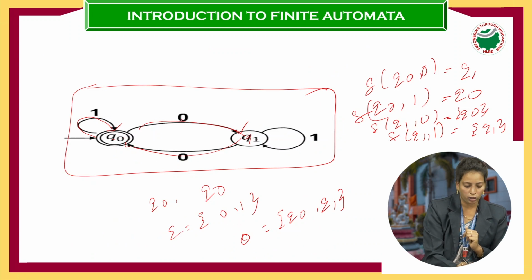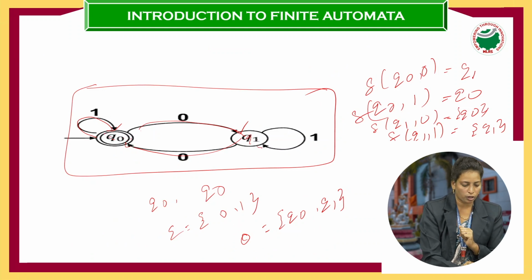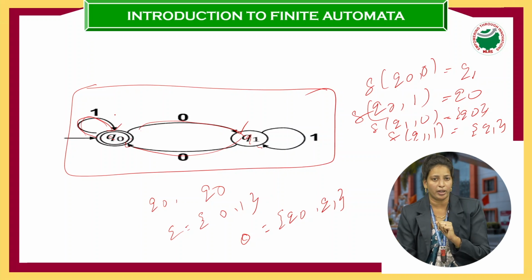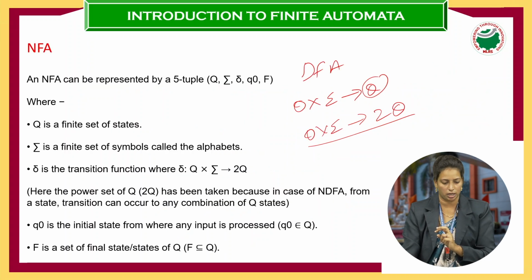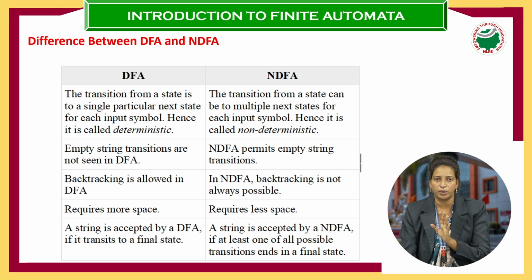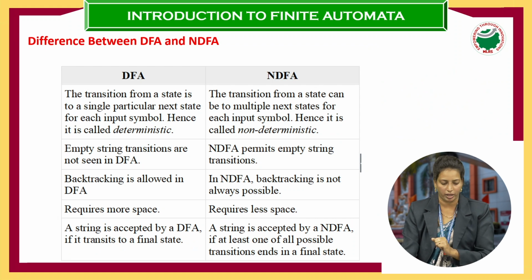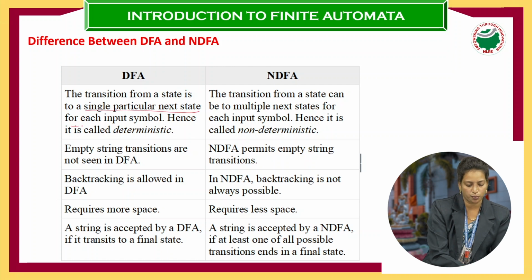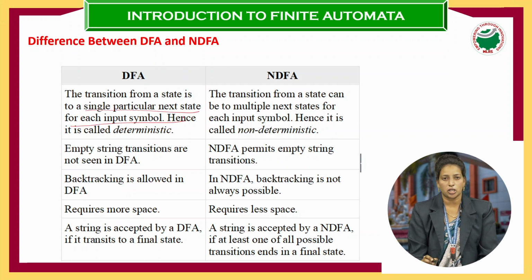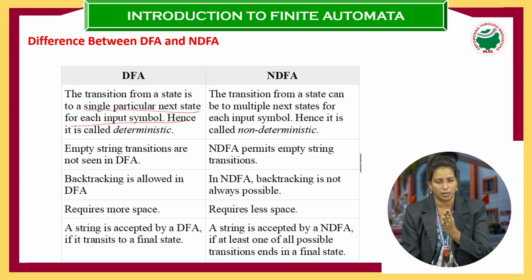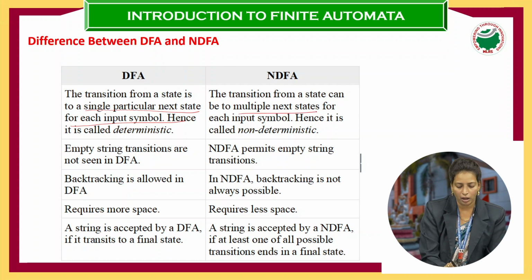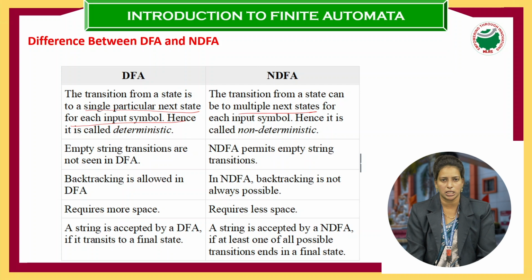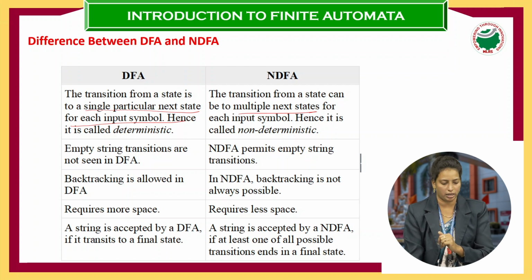So here Q naught of 0 moves to Q1. Q naught of 1 moves to Q naught. That means in DFA, it contains only one transition. So, the differences between DFA and NFA. Previously we were discussing, right? A single particular next state for each input symbol is called deterministic automata. That means simply one input has one next state. Here, multiple next states. In NDFA, multiple transitions are called NDFA.